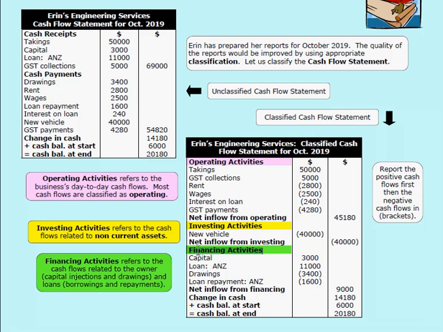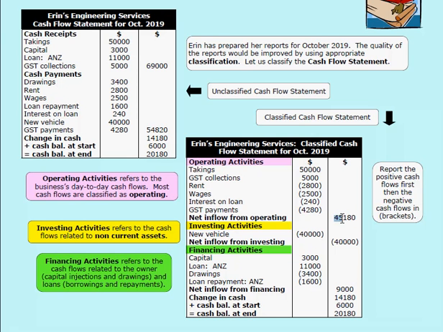And the last subheading is financing activities. Financing activities refers to the cash flows related to the owner, capital injections and the drawings, and any loans or repayments of loans. So we have capital contribution $3,000, $11,000 borrowings from a bank, in this case the ANZ, and in this case there were drawings of the owner $3,400, negative of course, because it's a cash outflow, and the repayments of the loan principal $1,600 as a negative. So inflows, capital and loans, outflows, drawings, and the loan repayments in brackets to get a net figure, $9,000 positive.